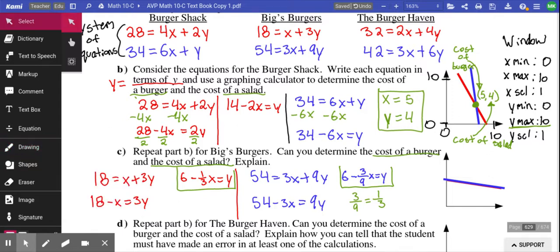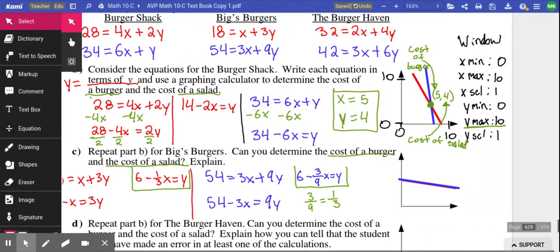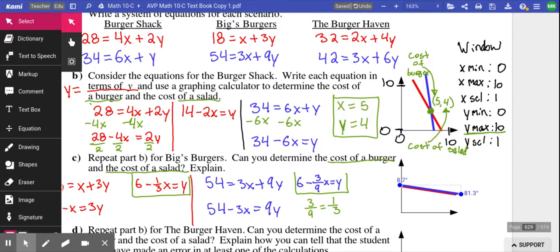Oh, I want to zoom in, but it won't let me. Let's see. No, I'm sorry. I want to zoom on the graph, but that's okay.